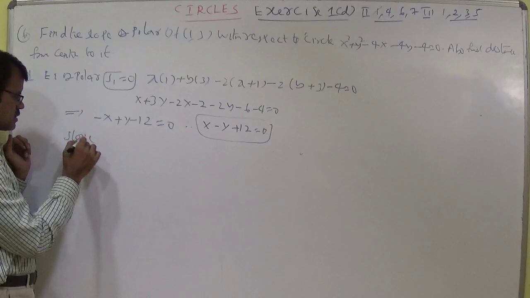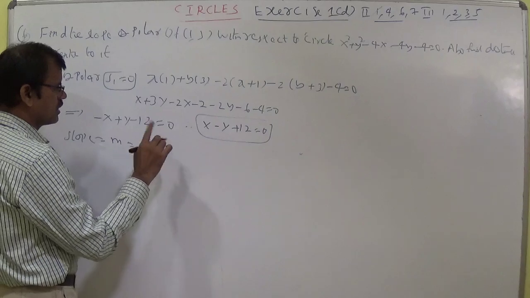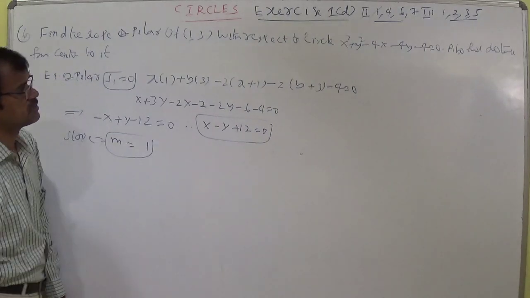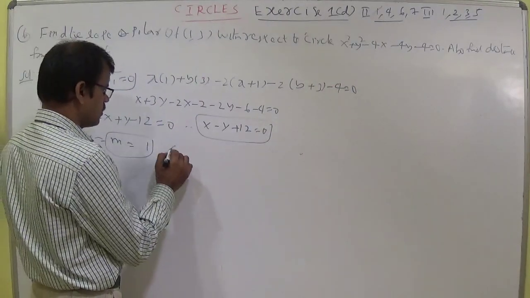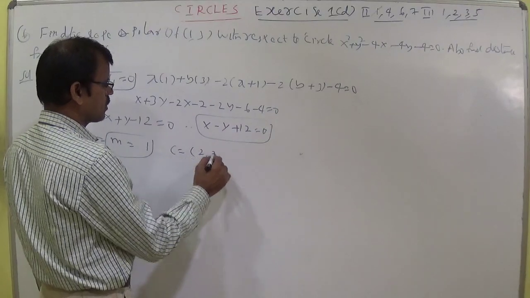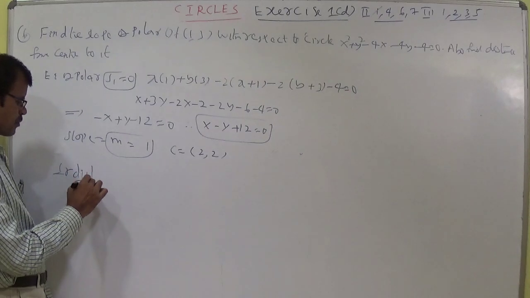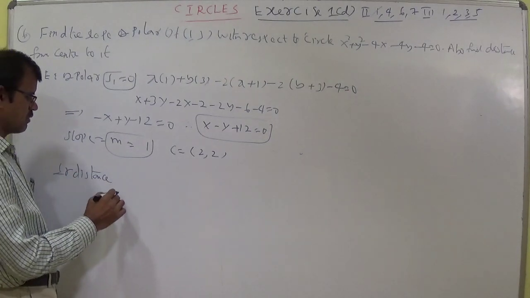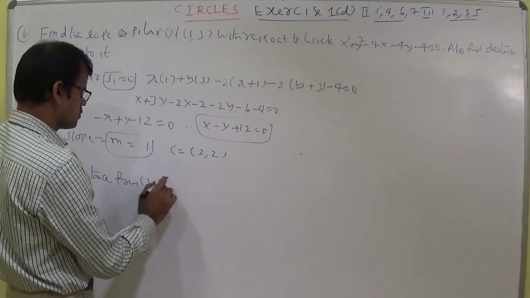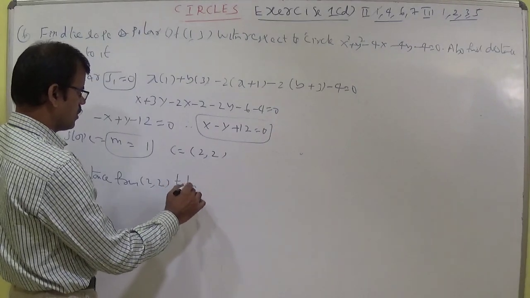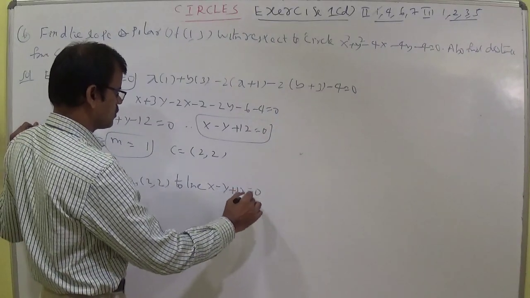So the slope of this line, using the formula minus a by b, becomes minus 1 by minus 1, which is 1. So the slope is 1. And he is also asking the distance from the center to this line. The center is minus g comma minus f. Whenever a point to line distance is given, it is always the perpendicular distance. Perpendicular distance from center 2, 2 to the polar, the line x minus y plus 12 equal to 0.